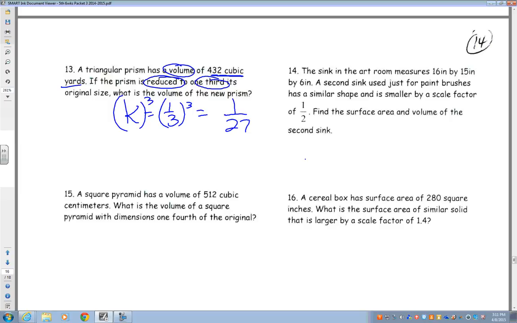Now, some of you did have a reduced volume, but it was not the right volume. So, I know the original volume is 432. We're trying to get the new volume, but we have a scale factor of 1/27. So we're trying to get the new, so. Did I set that up right? No.